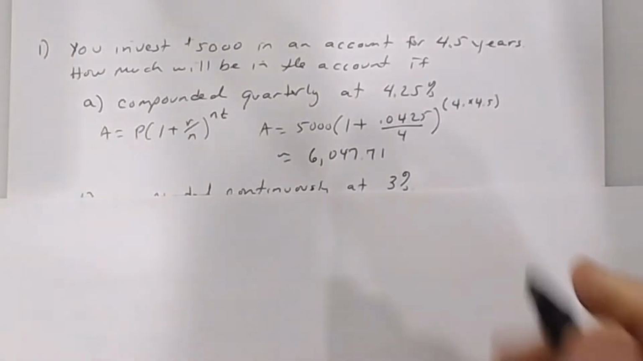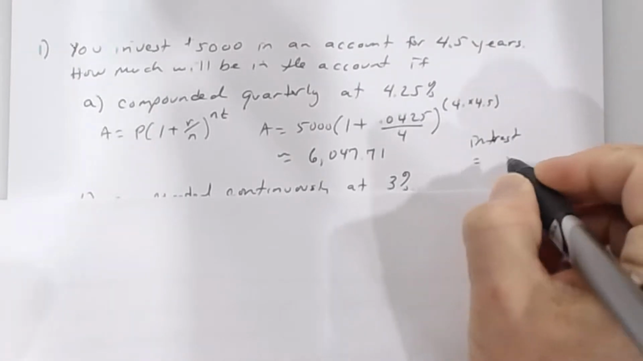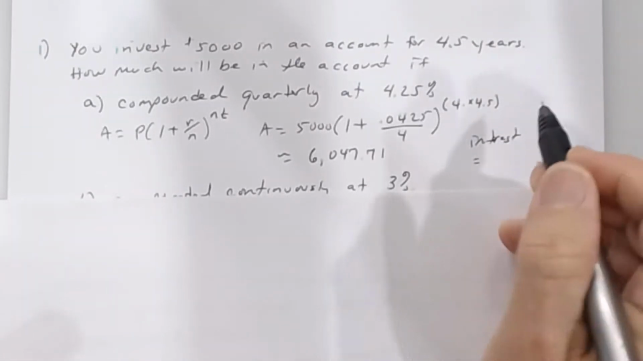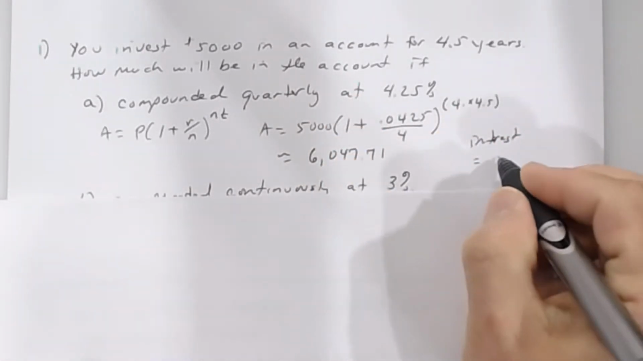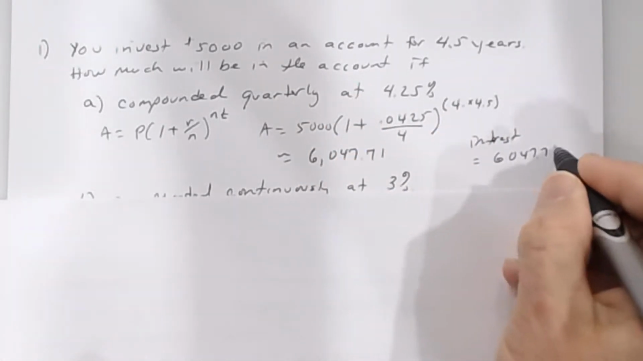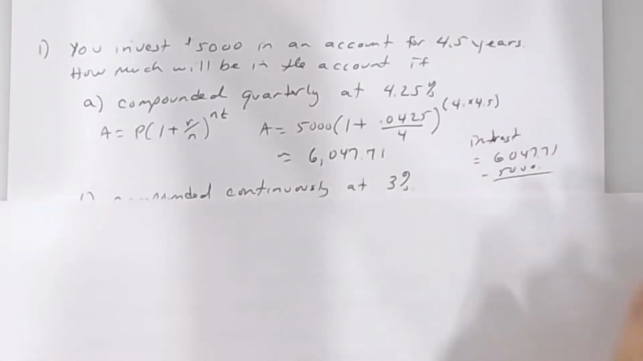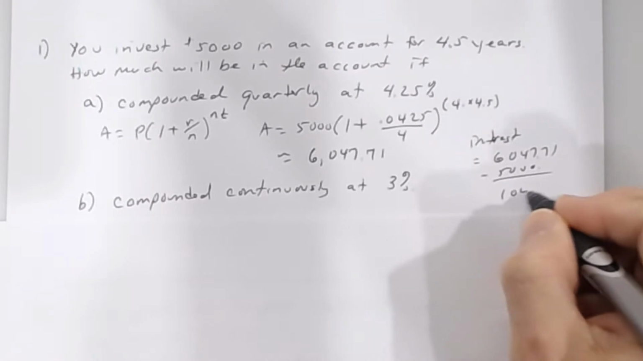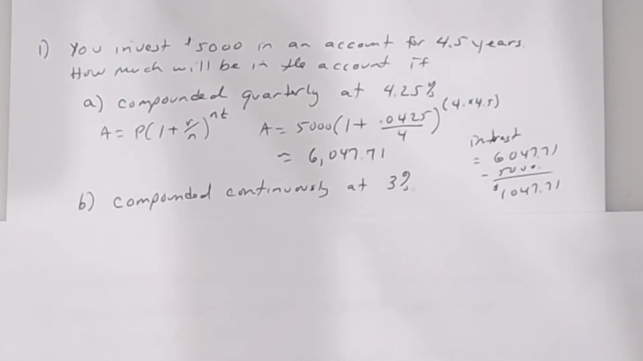So that's $1,047.71. If you're asked to determine the interest, your principal is the original amount. What's the original amount? 5,000. And then that's what you ended up with. So you're going to say $6,047.71 minus 5,000 gives you $1,047.71. Now, they didn't ask you for that, but that's how you would find it if they did. So they may ask you for how much interest was earned.